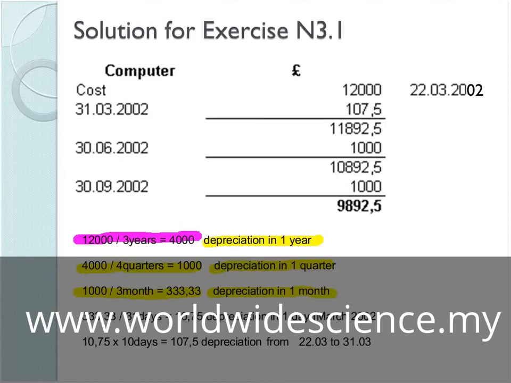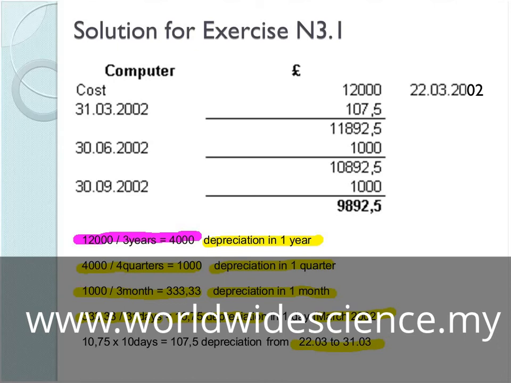So here, I'm given the depreciation for 1 month, and we divide it by 31 days, because March has 31 days, and we get the depreciation for 1 day. We have around 10.75 USD, right? Then we must calculate how many days we have from the 22nd of March to the 31st of March. We have 10 days, right? From the 22nd including the 31st.